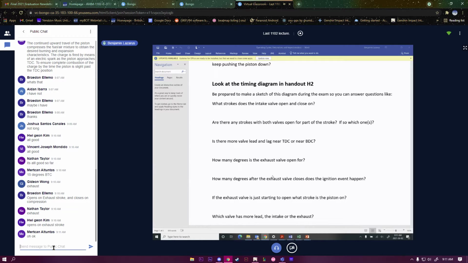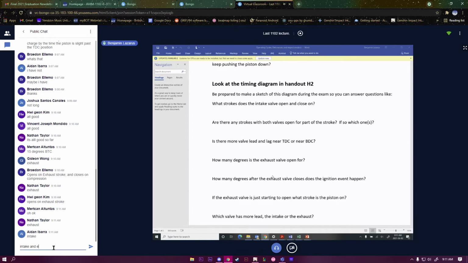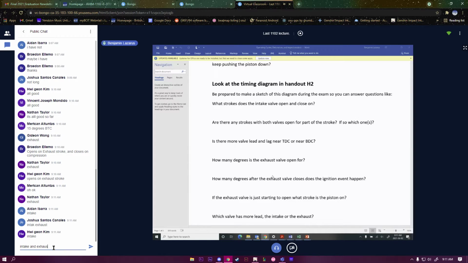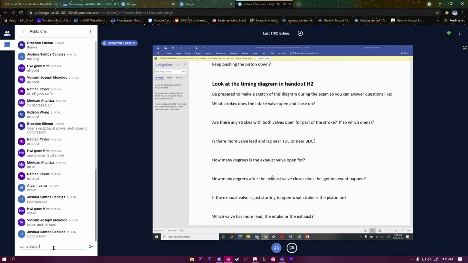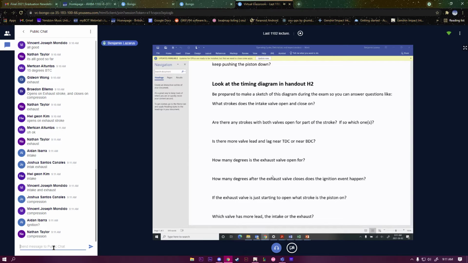Are there any strokes with both valves open for part of the stroke? Which strokes have both valves open? The exhaust stroke has both valves open and the intake stroke. Yep. Are there any strokes that don't have a valve open for any portion of them? The compression stroke doesn't have. Take a look at your spiral diagram. When does the intake valve close?